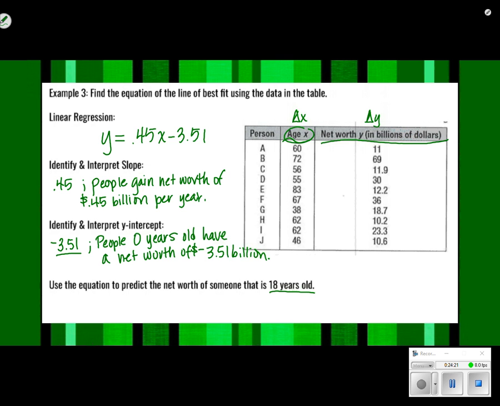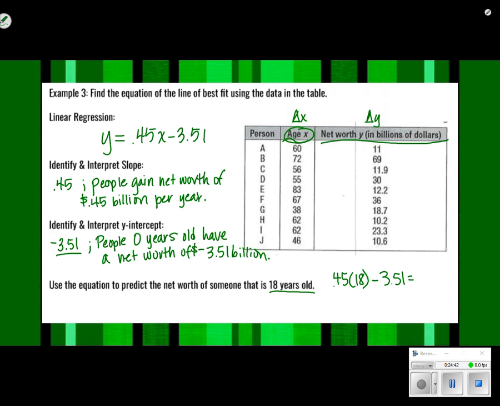Well, 18 is an X, so we're going to plug 18 into our equation. So we've got 0.45 times 18 minus 3.51. And we're going to stick that in the calculator, and we can see how much to predict.